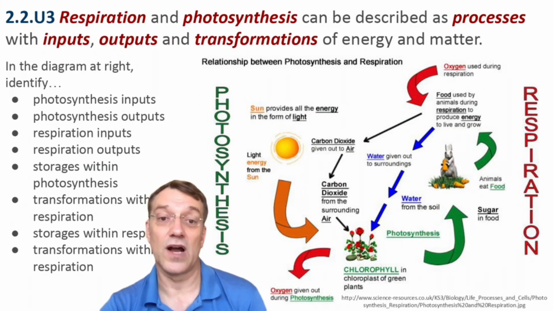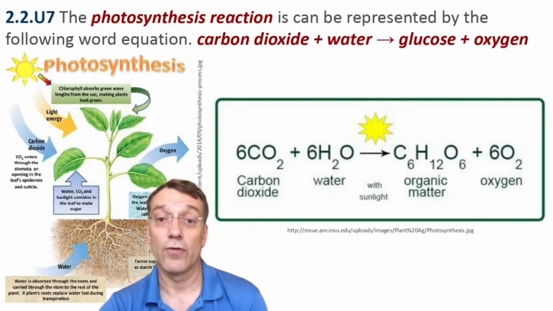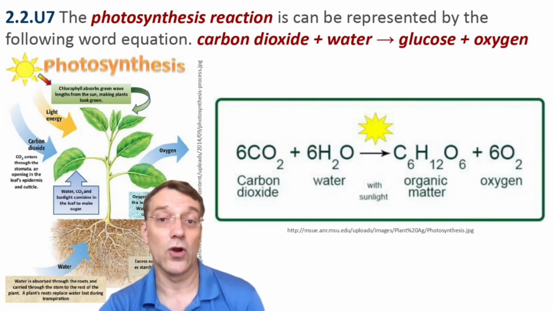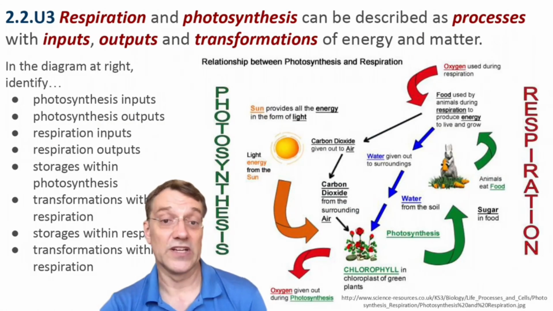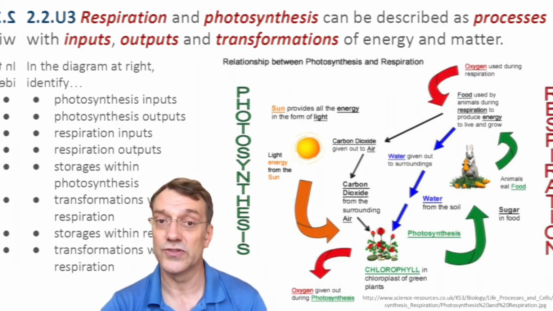When analyzing these processes as systems, you need to identify inputs, outputs, and transformations. For photosynthesis, inputs include light energy, carbon dioxide, and water. The outputs are glucose and oxygen. The transformation occurs within chloroplasts, converting light energy to chemical energy that's stored in glucose.